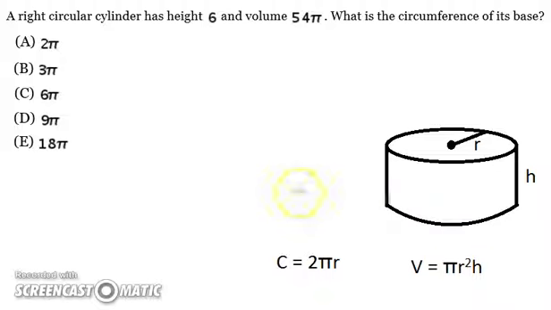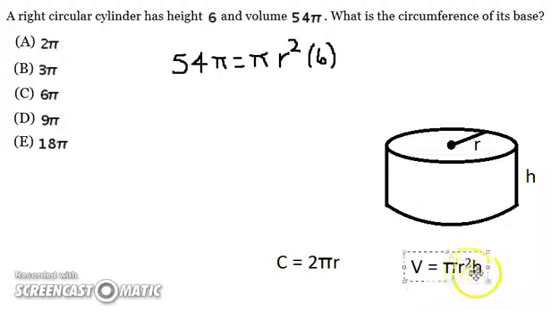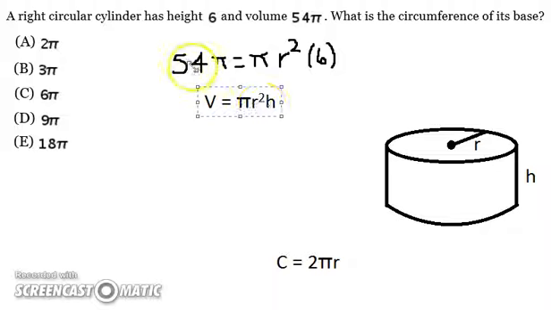One thing you want to do is check your answer choices first. All of them are in terms of pi. So we don't want to stick 3.14 in our calculator and get a decimal answer. We just want to solve in terms of pi. So let's take that volume equation and plug in what we know. I plugged in 54 pi for the volume. That's pi there, r squared, and I plugged in 6 for the height.